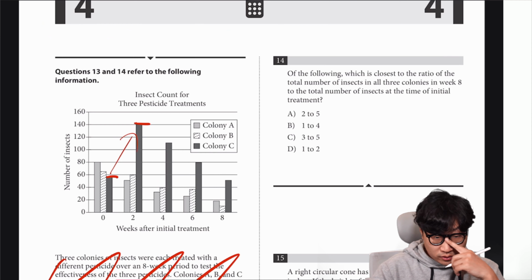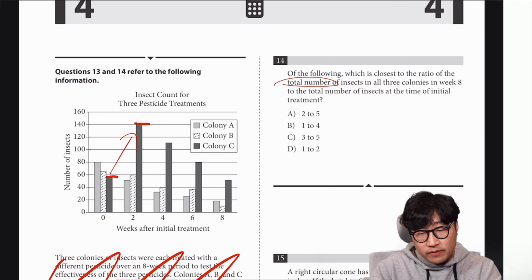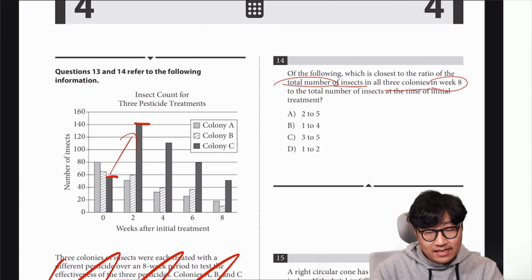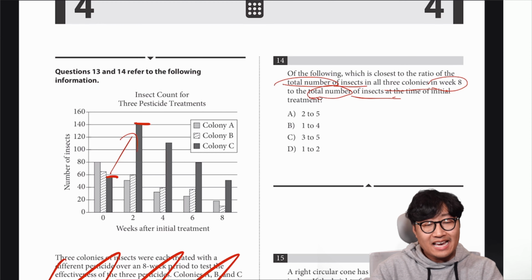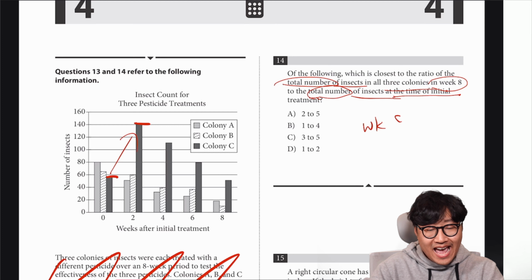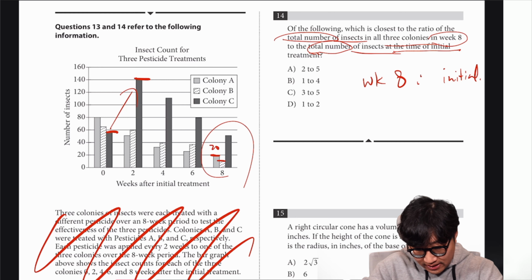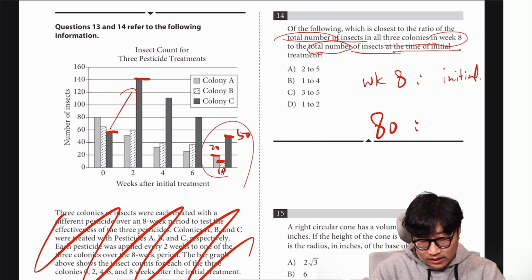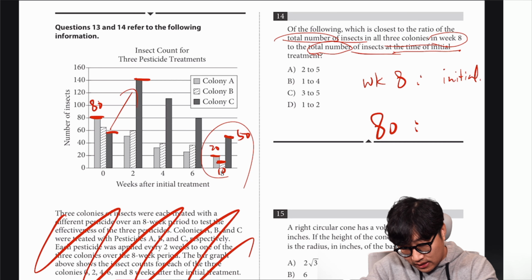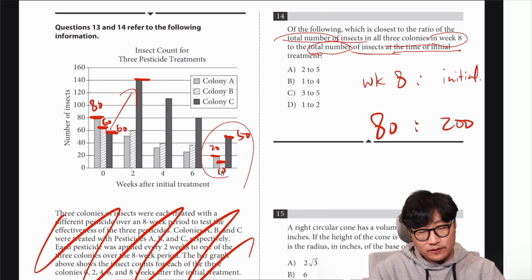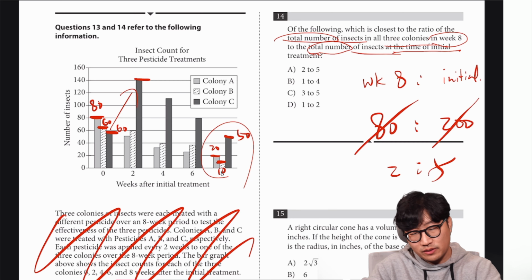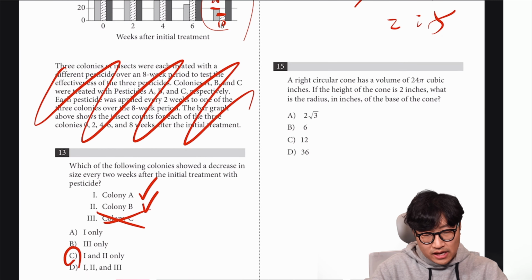Number 14. Which of the following is close to the ratio of the total number of insects in all 3 colonies in week 8 to the total number of insects at the initial? So week 8 to initial is what we're doing, and you want the total number. So let's get it. Week 8, that'll be like 20, and that'll be 10, and that'll be 50. So add them all up, that'll be a total of 80. And then initial, call that 80. Call that 60. Call that 62. So that'll be about 200. If you cancel by the 40s, you get a 2 to 5 ratio. Answer choice A.